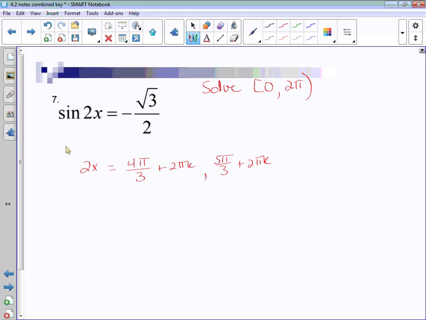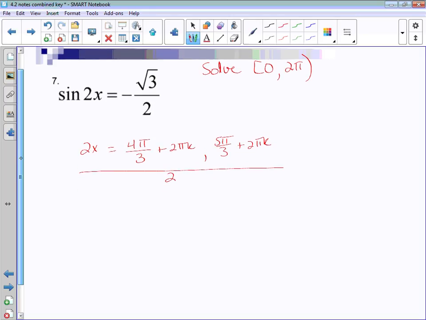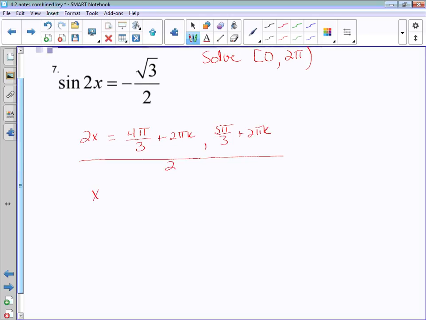We still have to divide by 2. All right, so 4 pi over 3 divided by 2, what is that, guys? 4 pi over 6. And you could reduce that. If you don't, it's not the end of the world. And then what's 2 pi k divided by 2? Okay. And then this would be 5 pi over 6 plus pi k.